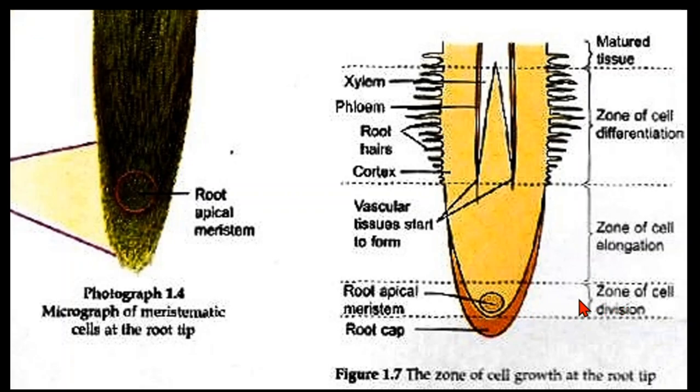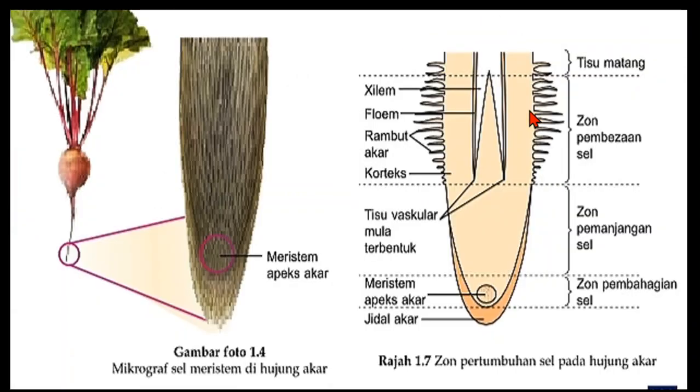Here is the zone of cell division, root apical meristem here. Here is the zone of cell elongation. So here vascular tissue will start to form. Here is the zone of cell differentiation. So ada sudah xylem, phloem, root hairs, cortex semua. So yang di sini adalah mature tissue. Okay. So ini lebih jelas lah.